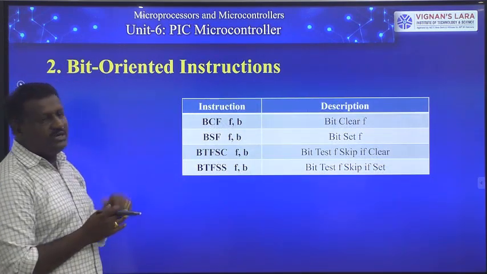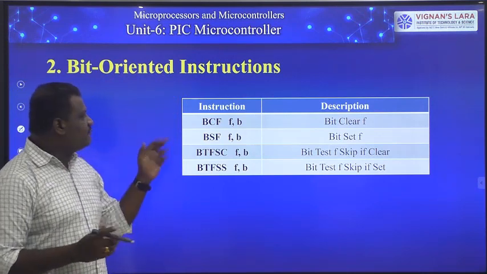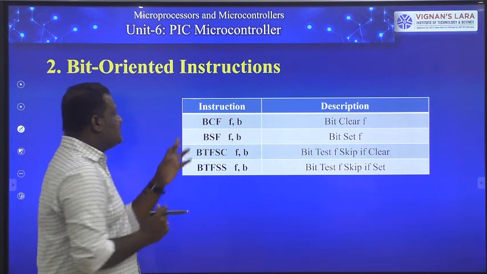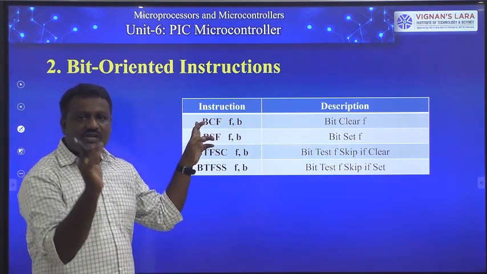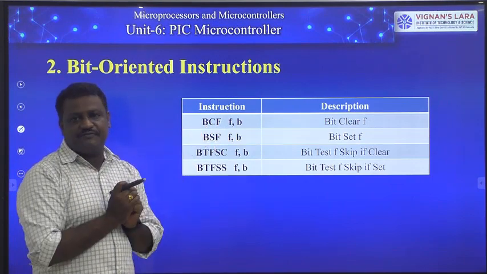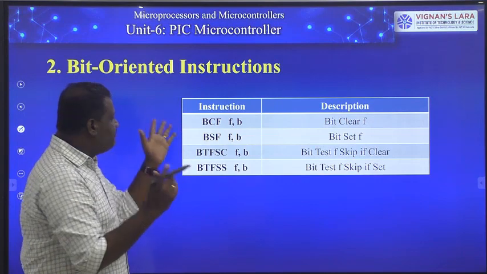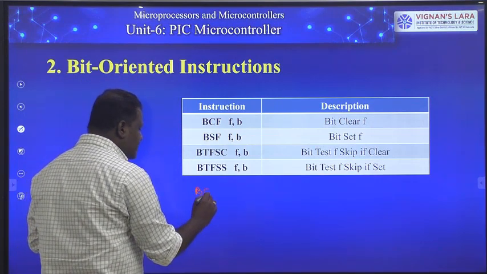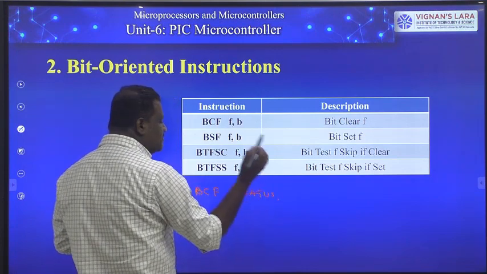And coming to the next one, bit-oriented instructions, I have only 4. In that, the first one is BCF, which means bit clear of a selected file register F. See here friends, an example is BCF F, B. For better understanding, I can write it like this: BCF STATUS, 3.